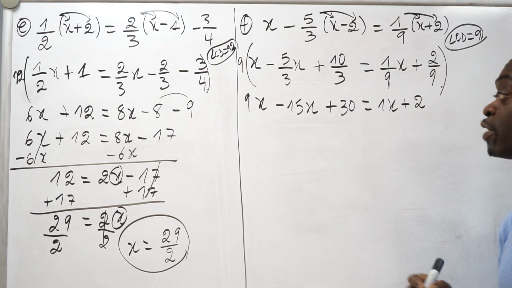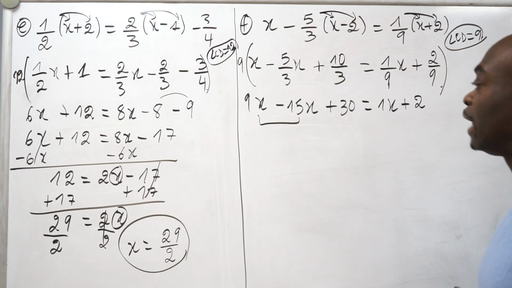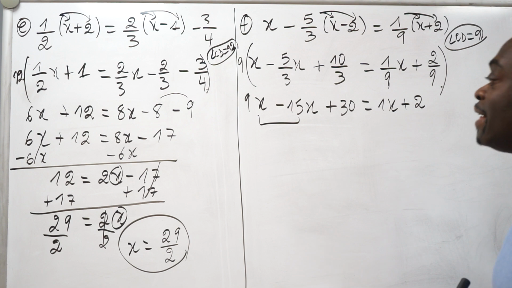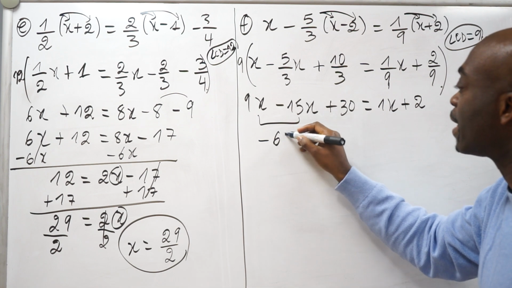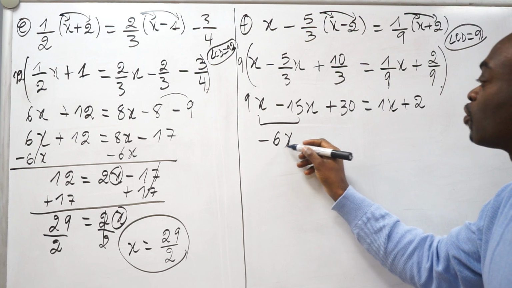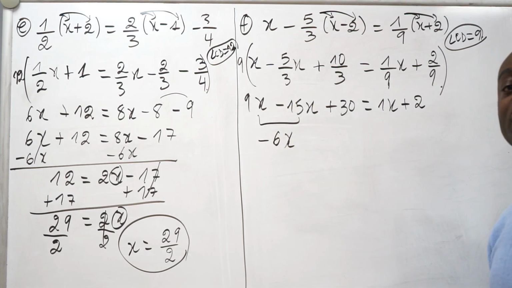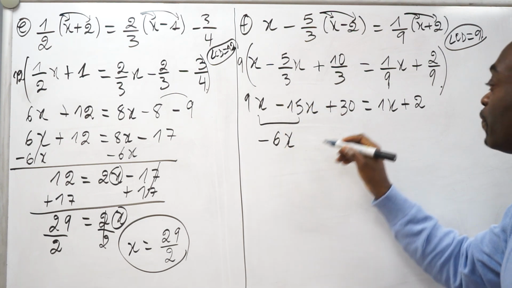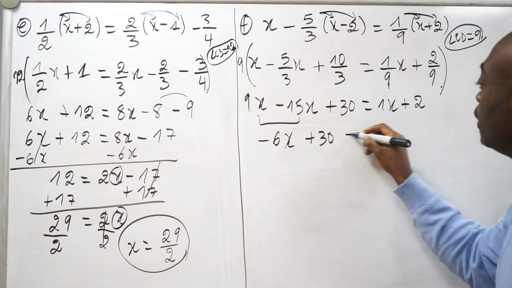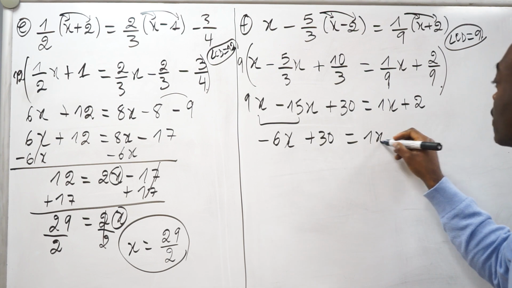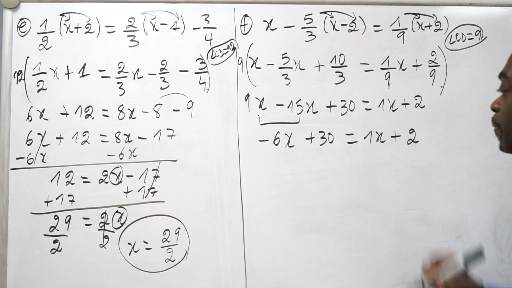Now you're going to combine like terms, which are these two on the left side of the equal sign. So that's 9 minus 15. That will give us negative 6x because you subtract 9 from 15 and you keep the sign of the highest number, which is negative 15. Then you bring down the 30 equals to what? 1x or x plus 2.